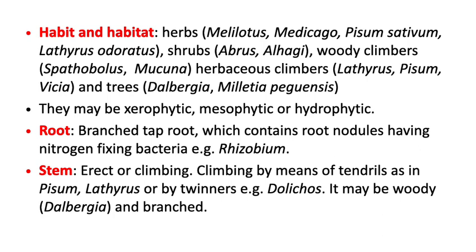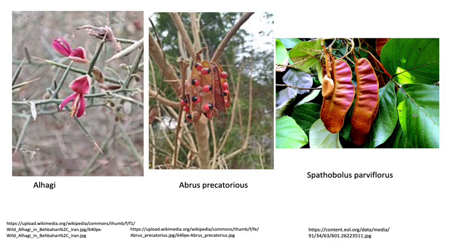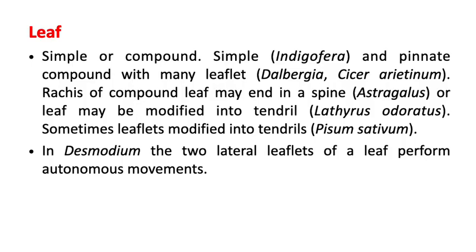Roots are branched tap roots which contain root nodules having nitrogen fixing bacteria, for example, Rhizobium. Stem is erect or climbing by means of tendrils as in Pisum, Lathyrus, or by twiners, for example, Dolichos. It may be woody as seen in Dalbergia and branched. These are the photographs of some common plants. One is Abrus, second is Abrus precatorius, third one is Spatholobus parviflorus.